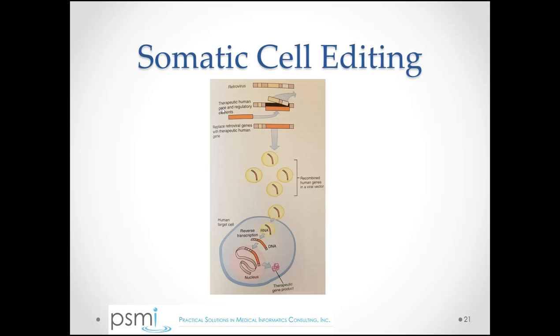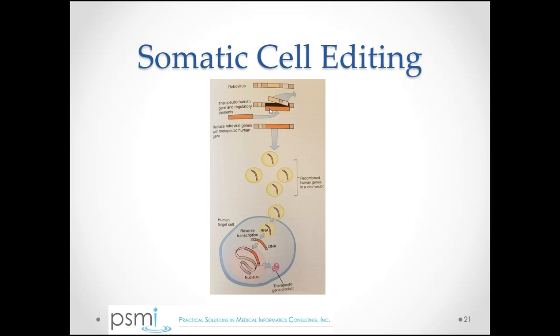The other thing that's pointed out here is that not only are we inserting a gene, but we're inserting a regulatory element. You may recall our discussion about thalassemia, where some of the manifestations of the disease were due to an imbalance between the number of alpha chains and the number of beta chains in the hemoglobin molecule. And if you had too many alpha chains, or too many beta chains, they would precipitate, and that would lead to cell damage.